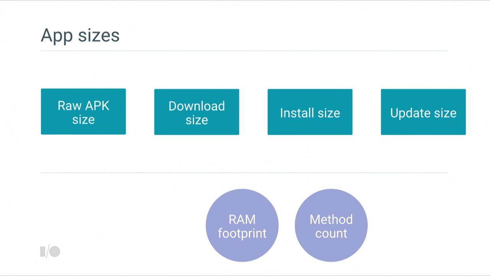Then there are other metrics, which are really, really important, like RAM footprint, how much memory your app uses, and how many methods are in your app. That's really important for whether you have to use multidex or not, and probably lots and lots of other metrics for app size. But we're not really going to talk about those. We're concentrating more on APK size and the 4 metrics that I mentioned in the beginning.